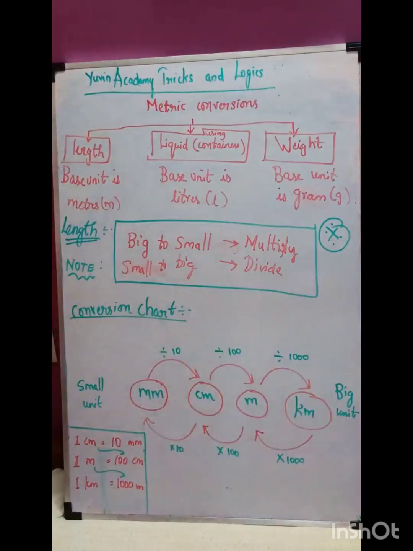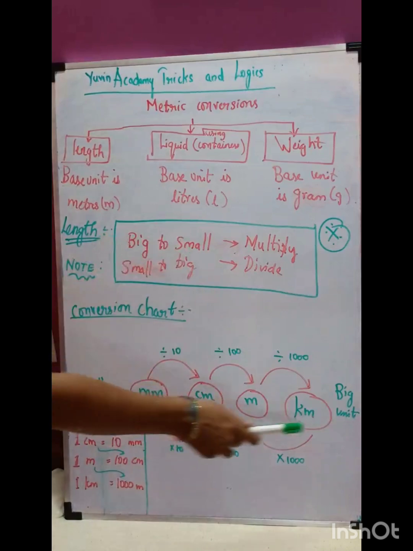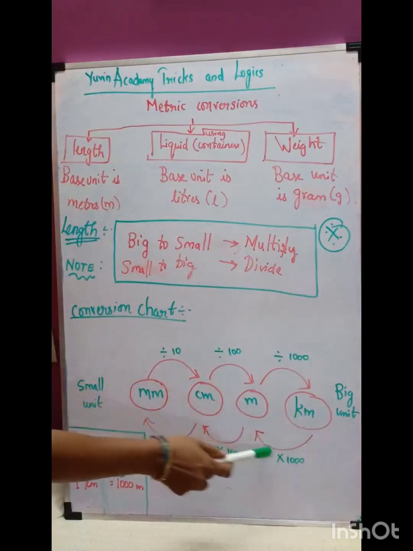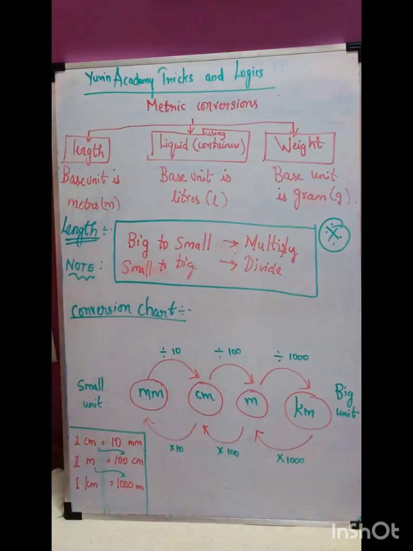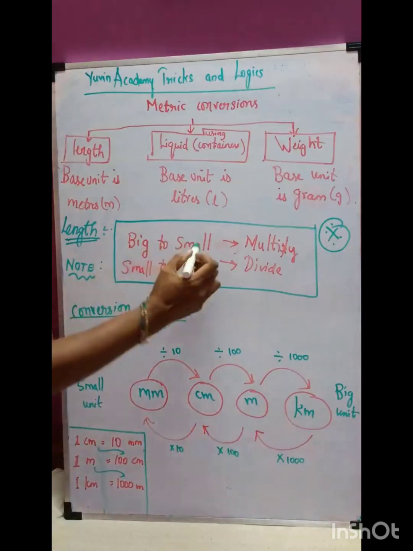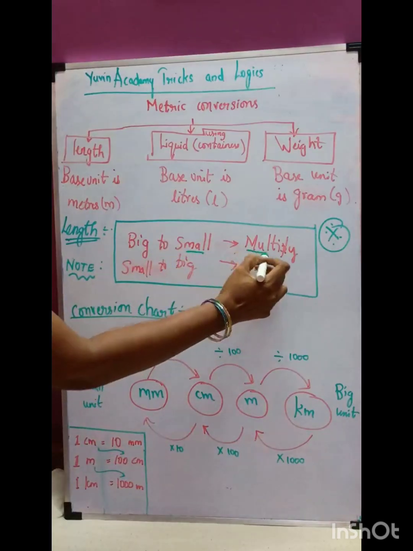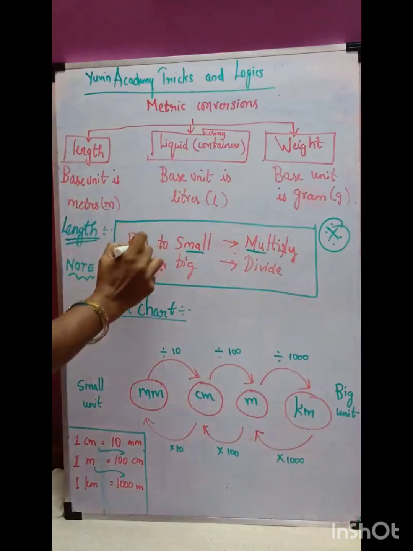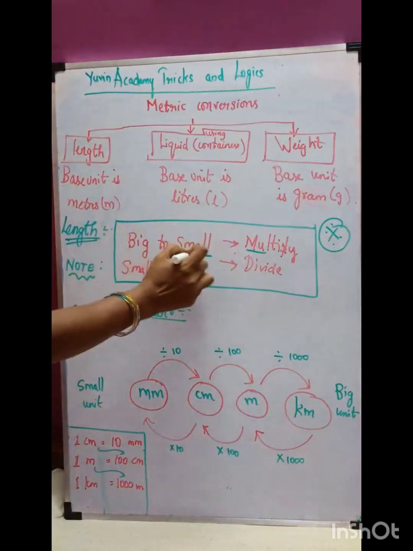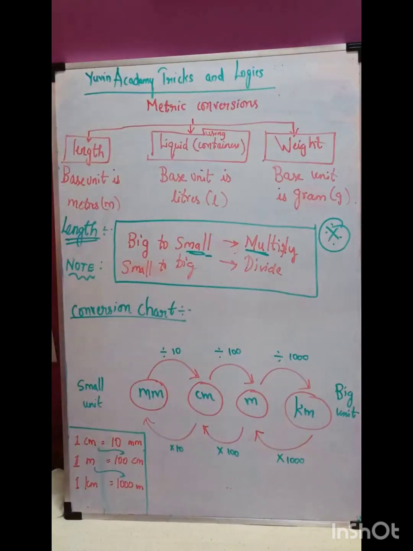When you are converting big units to small units, see the arrow mark. Big unit to small unit means multiplication. We have to multiply it. Please remember it like this: big to small means multiplication.